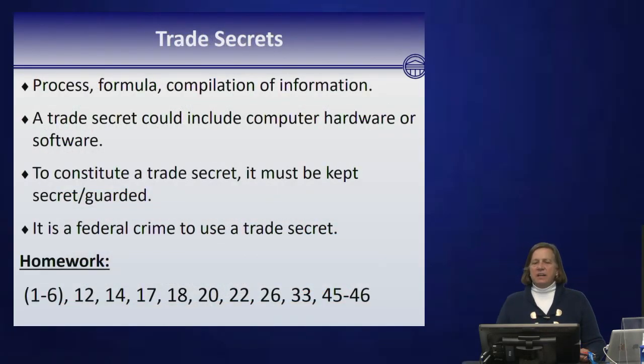So the last thing I'll mention is a trade secret. A trade secret could be a process, it could be a formula, it could be a compilation of information. It could even include computer hardware or software. To constitute a trade secret, it must be kept secret or guarded. It is a federal crime to use a trade secret.